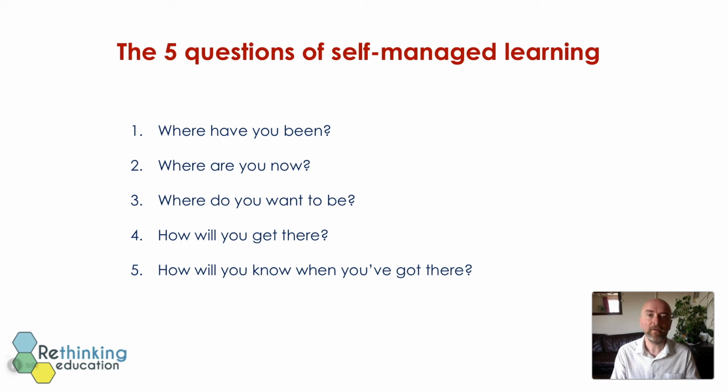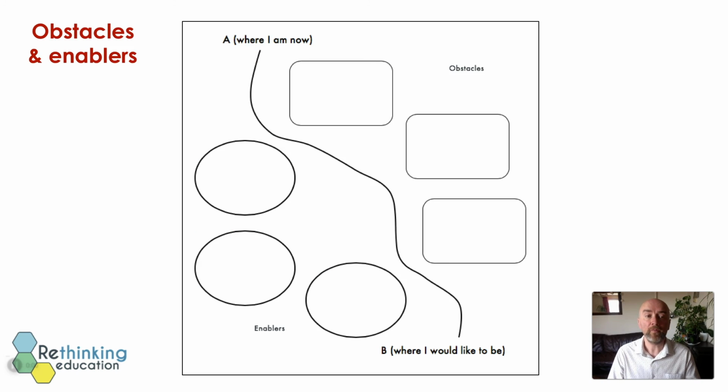And lastly, in a way, it's zooming into that question 4, how will you get there? It's worth thinking about obstacles and enablers, where you just think, what are the problems that we're likely to encounter getting from where we are now to where we want to be? Is there a lack of time? Is there a lack of technology? Is there a lack of money or resources?